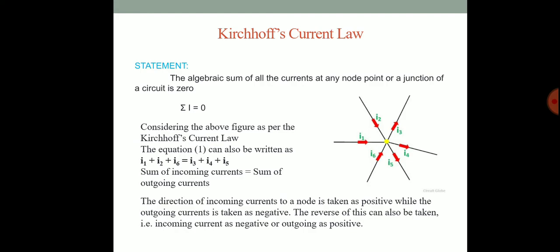The direction of incoming current to a node is taken as positive, while the outgoing currents are taken as negative. The reverse of this can also be taken. So the entering current is positive and the leaving current is negative, or therefore the incoming current as negative and the outgoing current as positive. Okay, next.